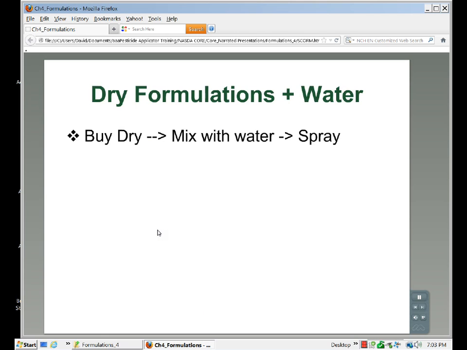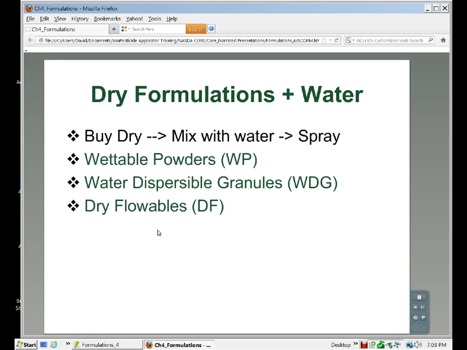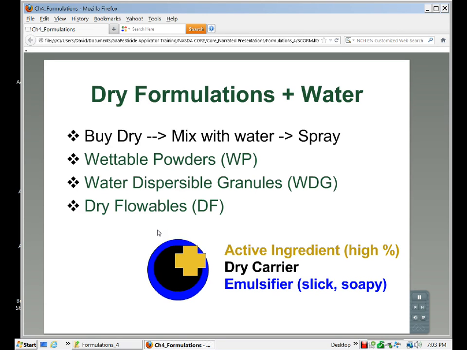There are several formulations that are sold dry but are intended to be mixed with water. These include wettable powders, water-dispersible granules, and dry flowables. These are all fairly similar formulations, with the exception that wettable powders are very light and airy and more difficult to measure. The active ingredient is attached to the outside of a dry carrier. An emulsifier is added to help with mixing them into water. When the dry material that holds the active ingredient is mixed with water, the dry material is suspended in the spray water.